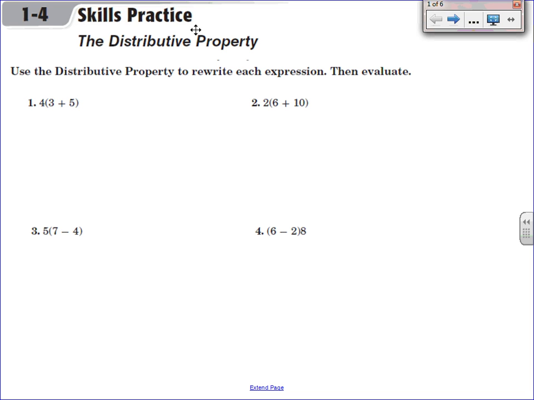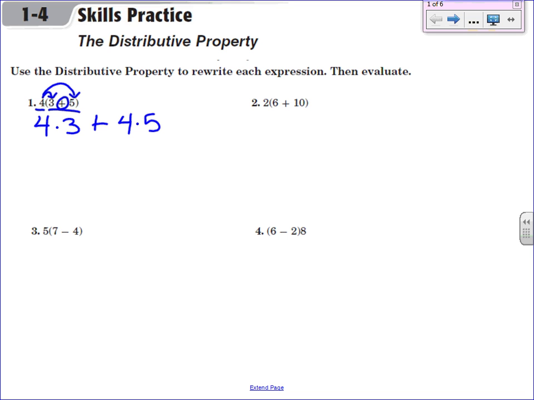So what the distributive property says is that if you have something in parentheses being added or subtracted with a number on the outside that's being multiplied, you can distribute that number through to each of them inside. So the 4 gets multiplied by the 3. Keep the sign that's in between them, which in this case is a plus. And then the 4 also gets multiplied by the 5.